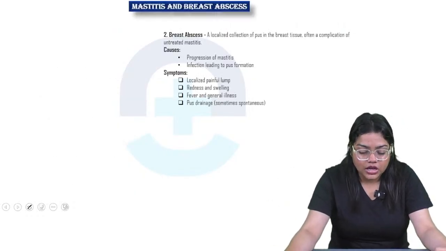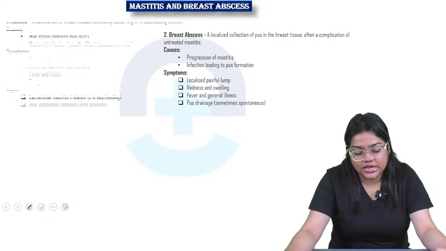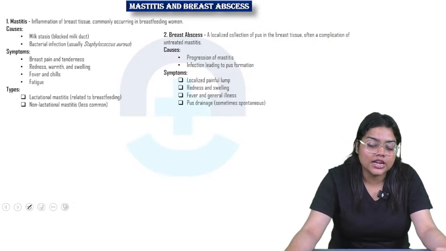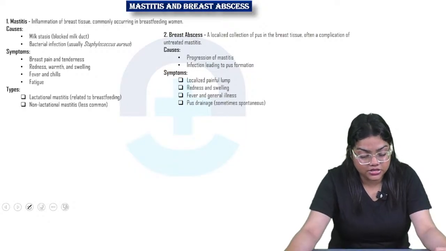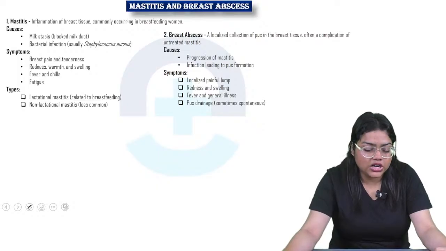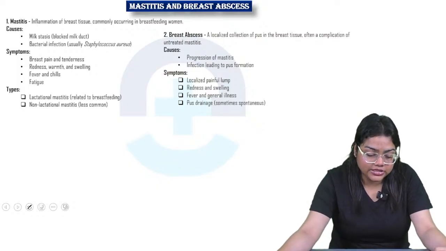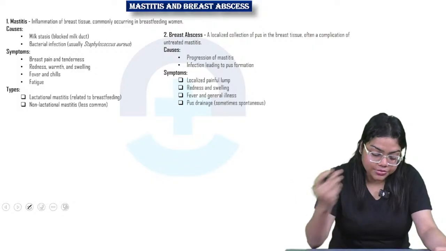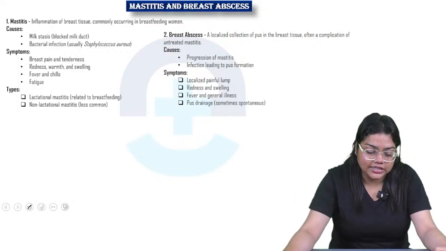Okay, next is mastitis and breast abscess. So what is mastitis? Mastitis is inflammation of the breast tissue, commonly occurring in breastfeeding women. What are the causes? The causes are milk stasis or a blocked milk duct, then bacterial infection, usually Staphylococcus aureus. Because of that, this can happen. Symptoms such as breast pain and tenderness, redness, warmth and swelling, fever and chills, and fatigue can be shown.